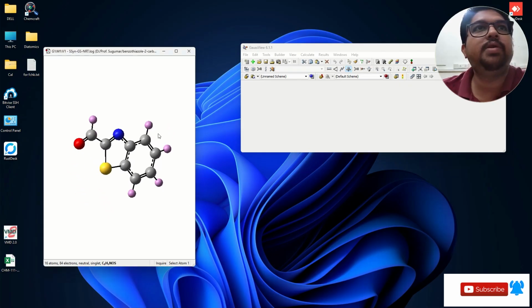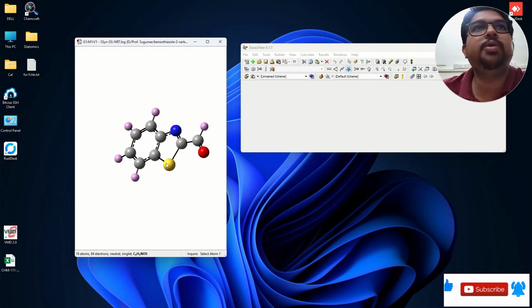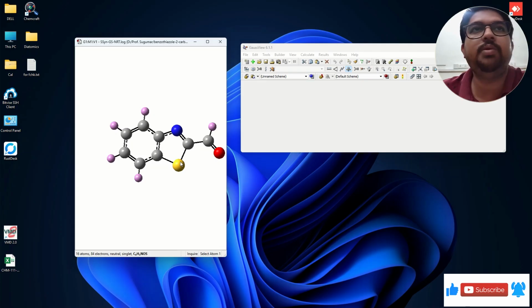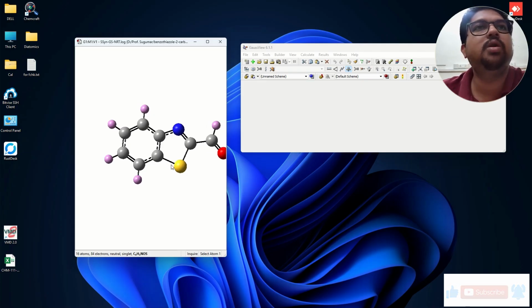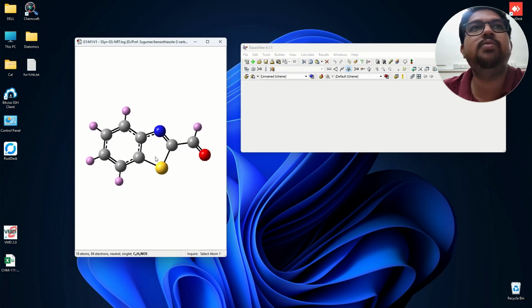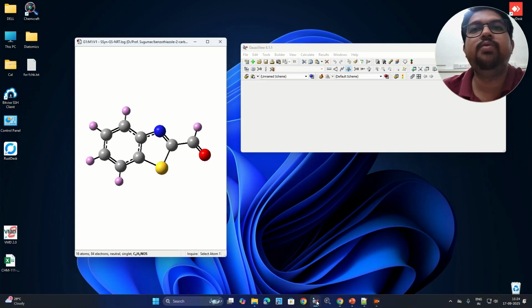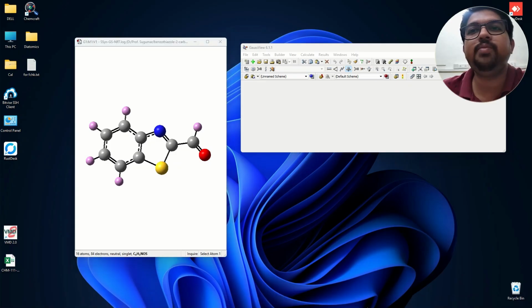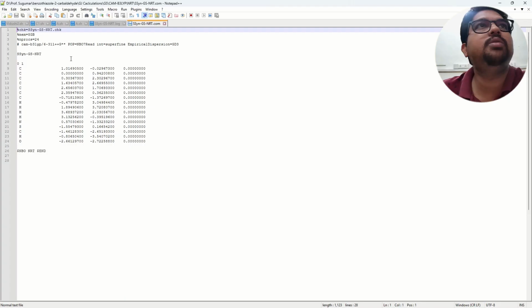So in the beginning, first we need to have a molecule and you need to optimize your molecule with whatever functional and the basis set you chose. After doing your geometry optimization and the frequency calculation, what you need to do is perform an NRT calculation. For NRT calculation you need to make an input something like this.